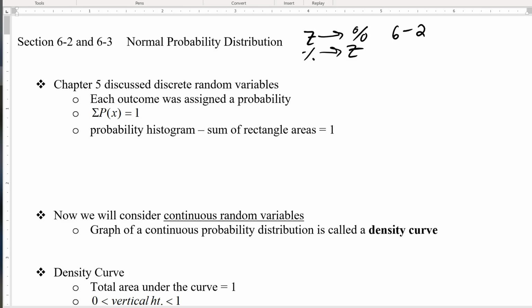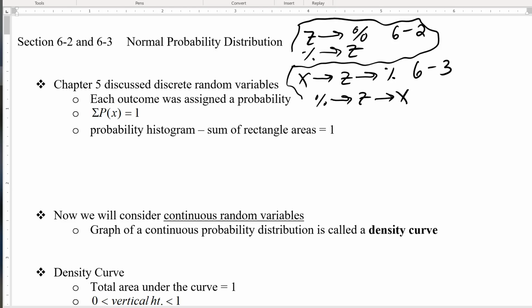And then in 6.3, you're going to add just one step to this, where they're going to give us an x. We turn that x to a z score, which then we can turn into a percentage. And vice versa, I can go from a percentage to a z score, and then back to the x. That's also in 6.3.